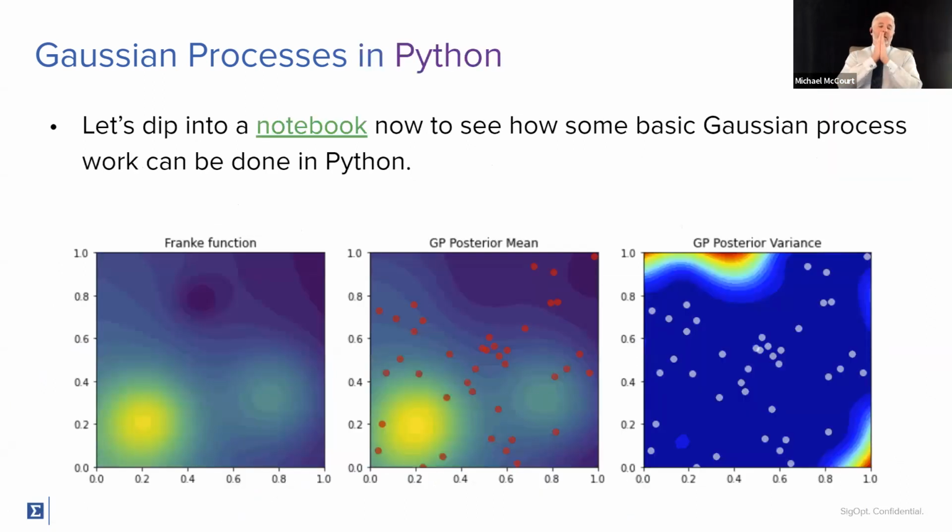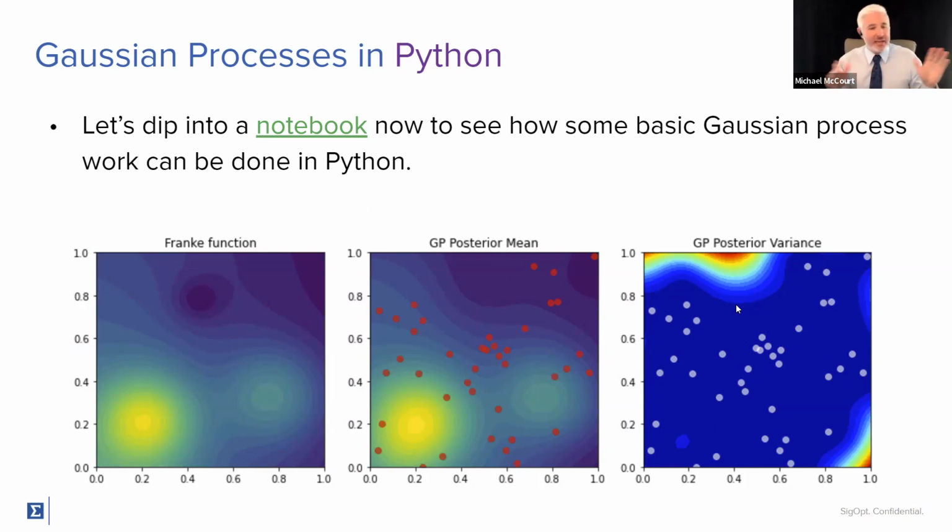We're going to spend a minute now. We're going to pop into a notebook to take a very brief look at Gaussian processes. In particular, we're going to look at this Franke function, classic function from, in my mind, approximation theory. And we're going to talk about this Gaussian process posterior mean and posterior variance.